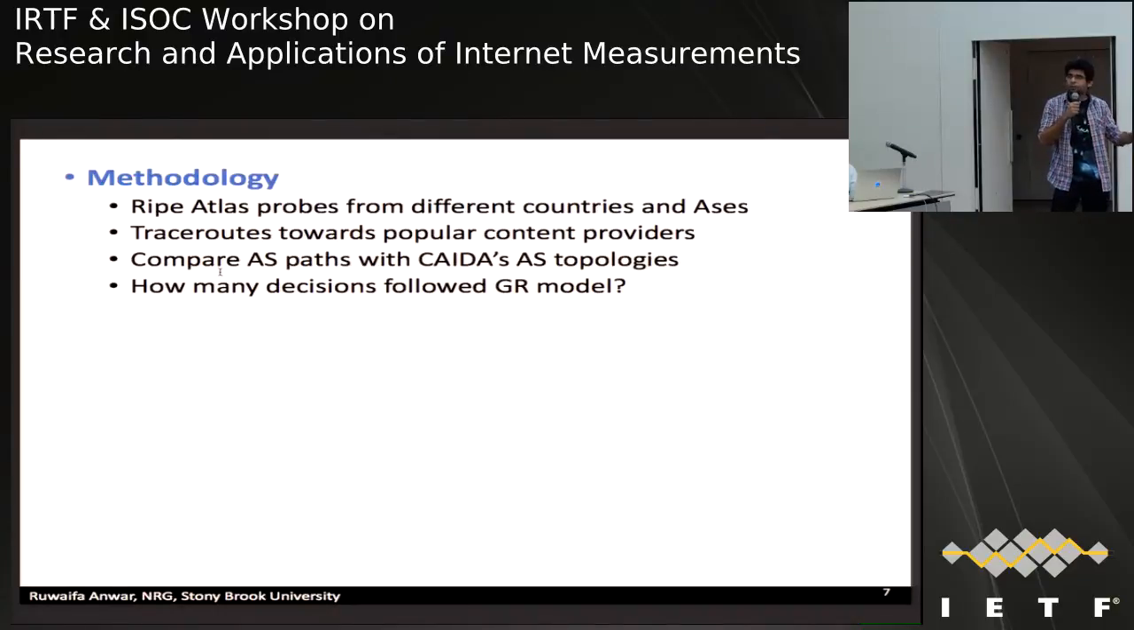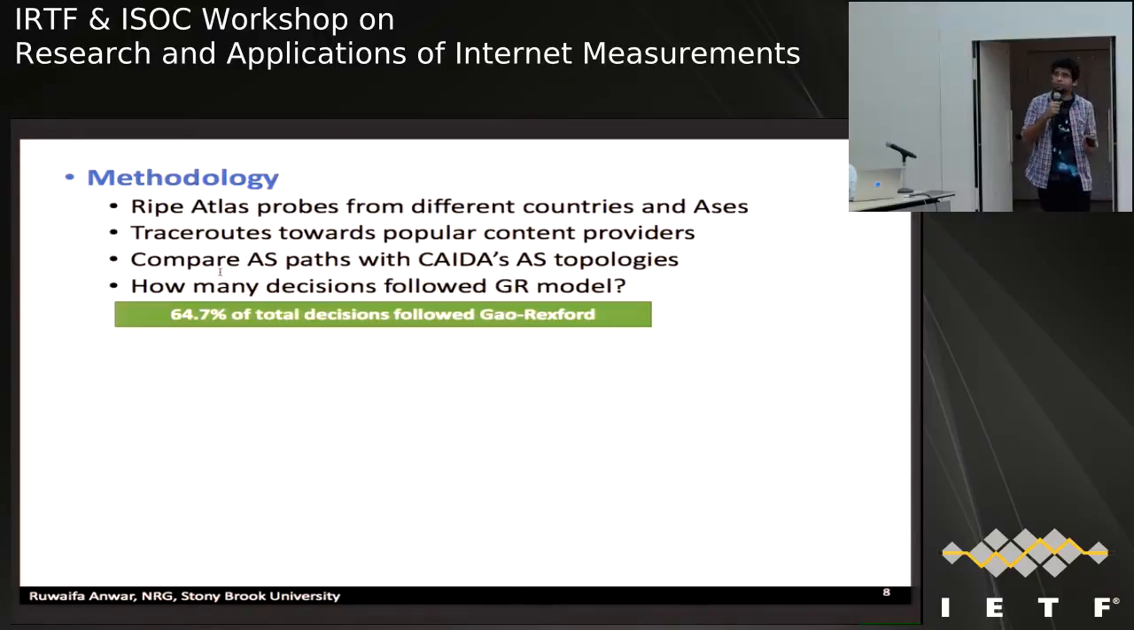Finally, we compared the AS paths from these traceroutes with GAO-expert-compliant paths from CAIDA's AS topology. And then we measured how much of these paths actually followed the GAO expert model. So 64.7% of total decisions followed the GAO expert model, but still there were more than 1/3 of the decisions that didn't follow the popular model.